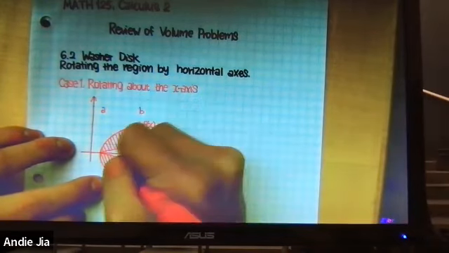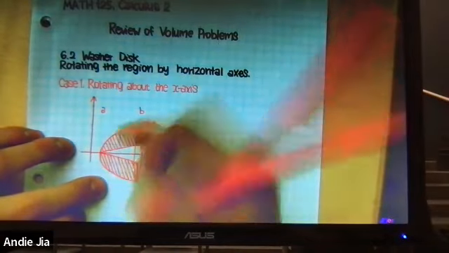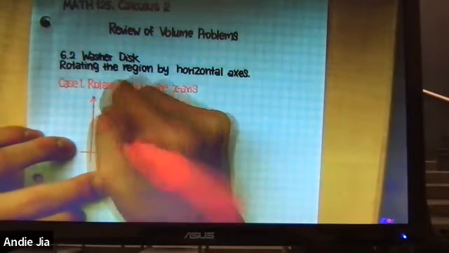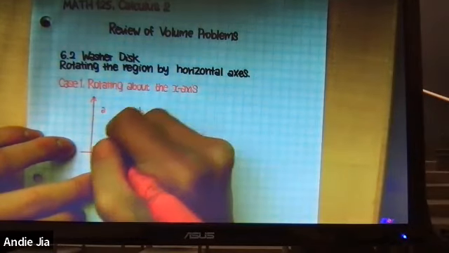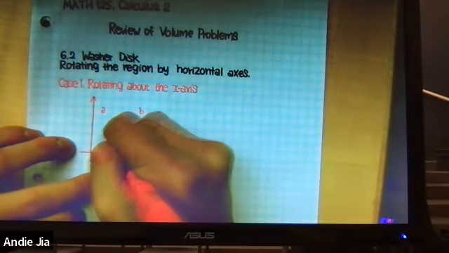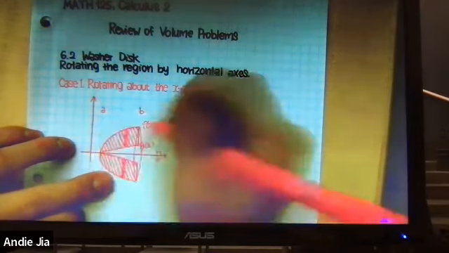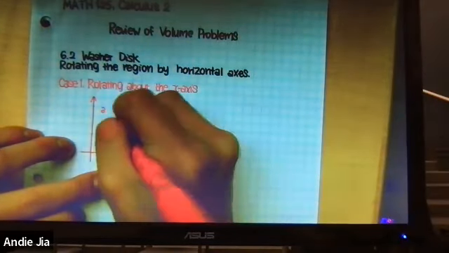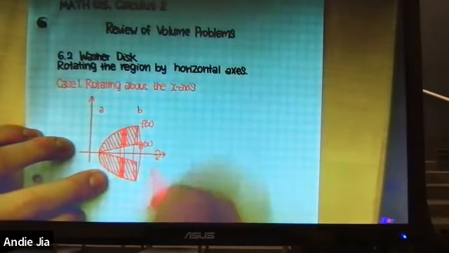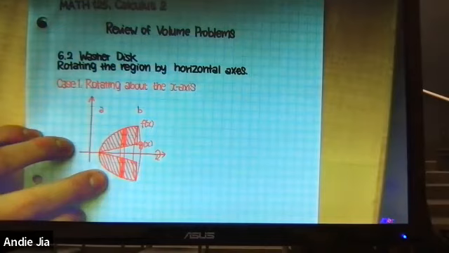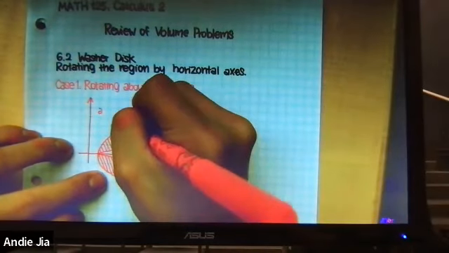A solid will be obtained because you take a slice of the cross section and just rotate the cross section you obtained. So this is a washer.